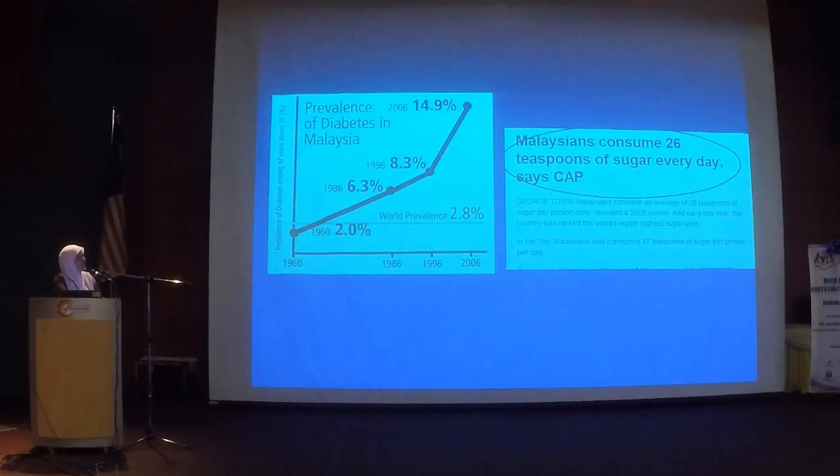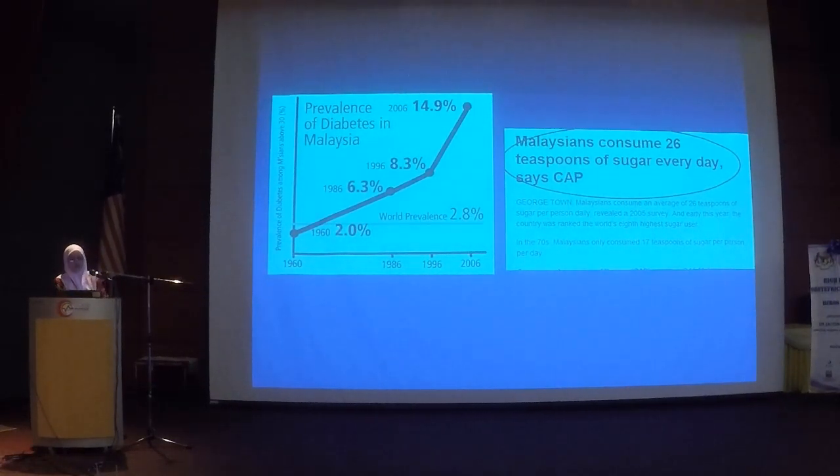It's not for GDM. The world prevalence is 2.8. But look at Malaysia's prevalence. It's going up and up and up. Because in 2016, the latest NHMS showed 1 in 6 individuals have got diabetes, and in Kedah state, it is 1 in 4, 25.4%. So every 1 in 4 are having diabetes. So that is actually a direct translation from your GDM population, right?